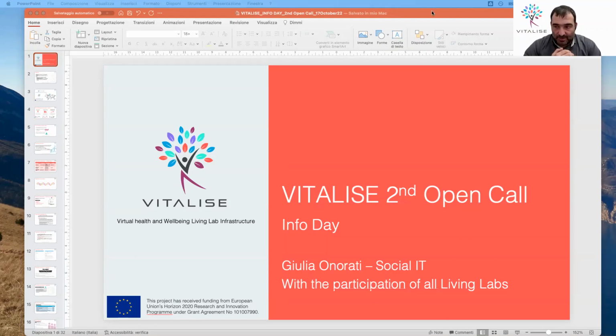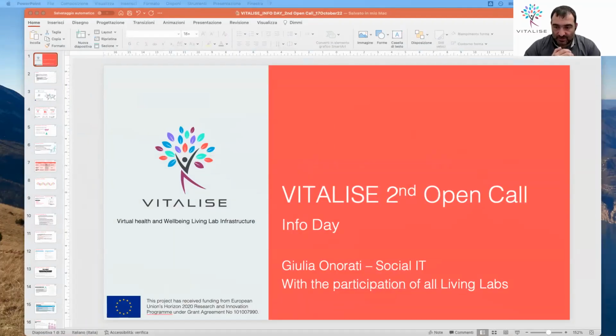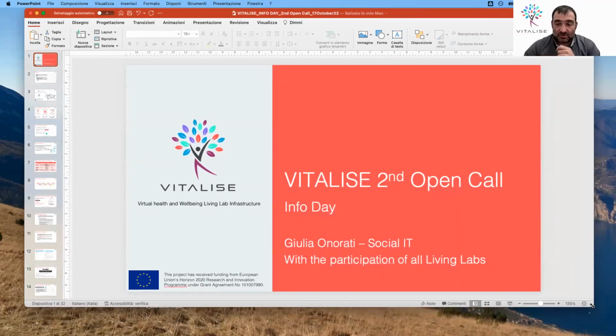We are really happy to share with you our infrastructures and to explain to you how you can access the infrastructures and how you can find support for accessing them. By infrastructures, in our case, it's not only the infrastructures, but also the services that the Living Labs can provide, and especially in the health and well-being domain.